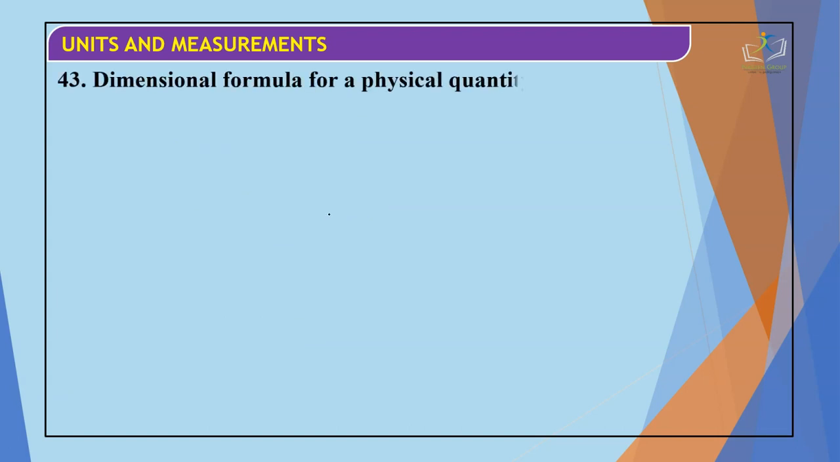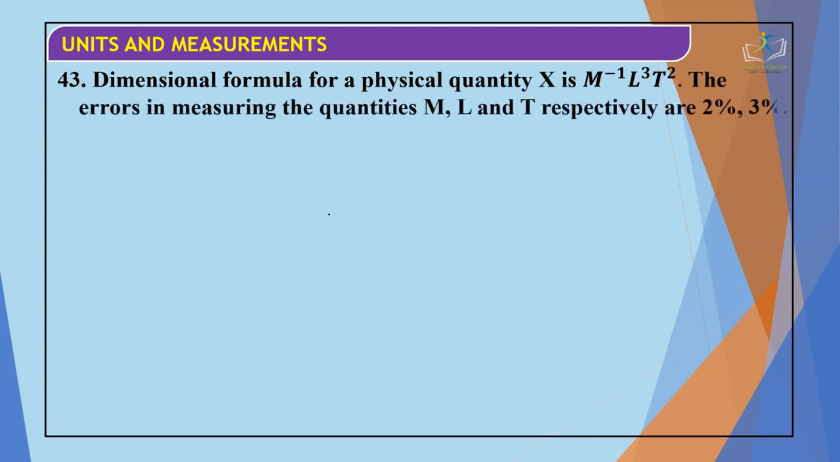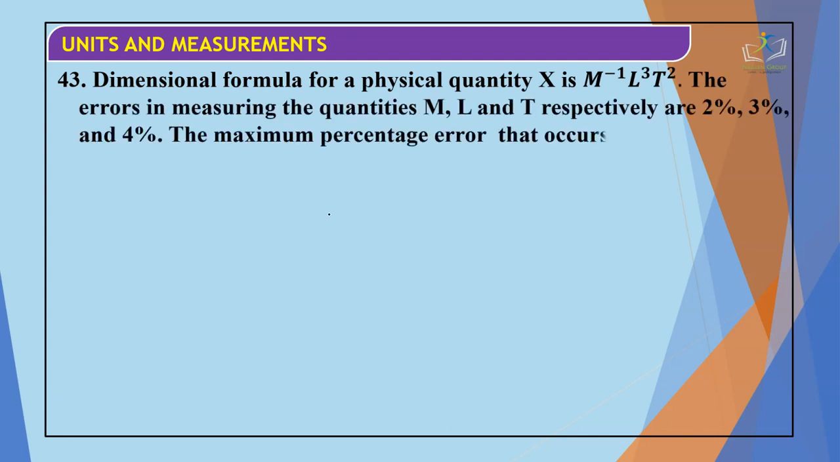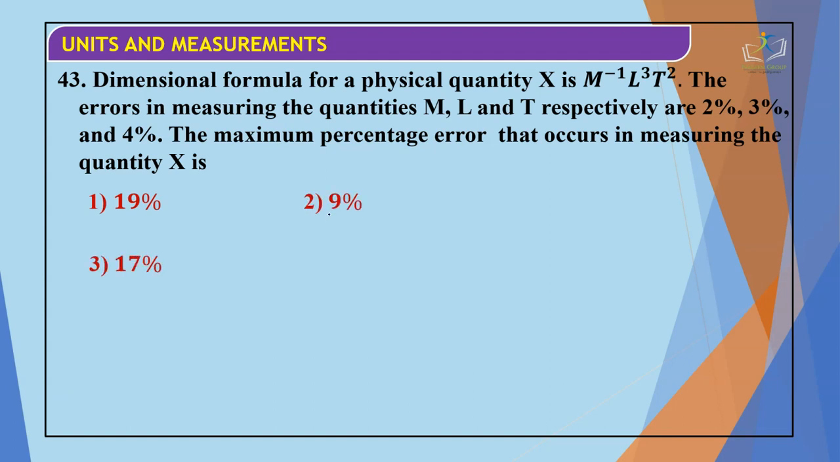Next question. The dimensional formula for a physical quantity x is M to the power minus 1, L3, T2. The errors in measuring the quantities M, L and T respectively are 2%, 3% and 4%. The maximum percentage error that occurs in measuring the quantity x is: 19%, 9%, 17%, 21%.